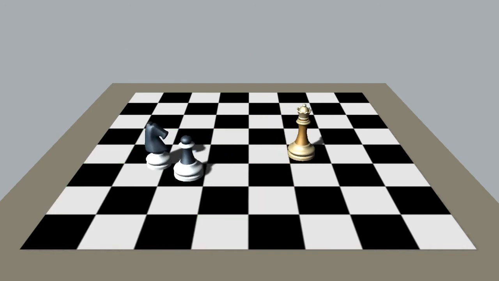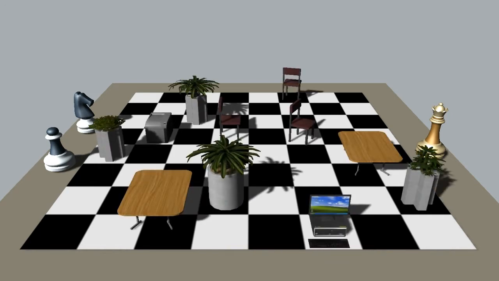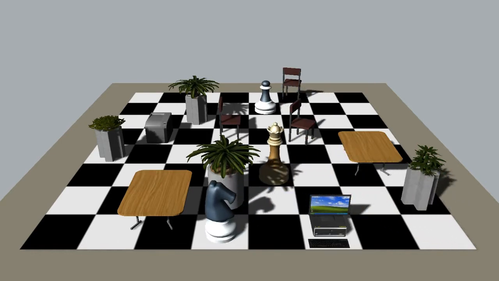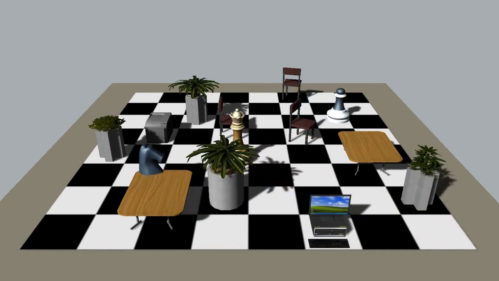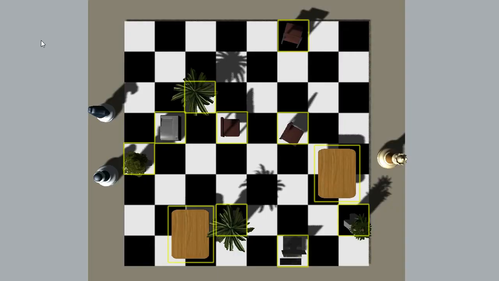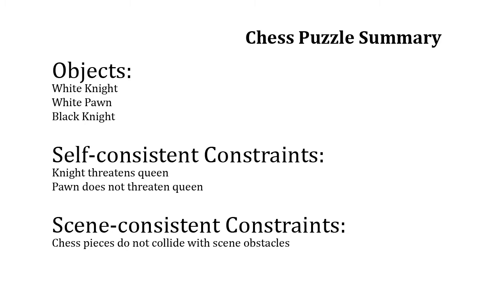If the board is otherwise empty, there are many solutions which are relatively easy to find. However, if the board might contain obstacles which are not known beforehand, we can only find a solution once they are revealed. We add rules addressing the unknown environment, which we term scene consistency constraints. In this example, the chess pieces must not collide with existing objects on the board. Given the complete set of rules, we can now attempt to solve the chess puzzle anywhere.